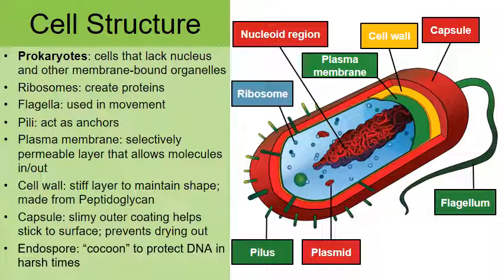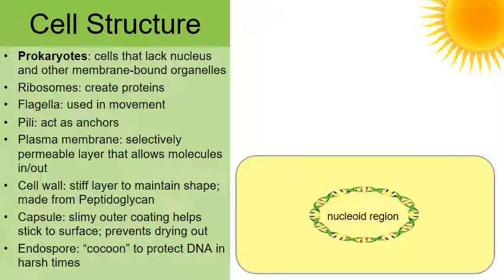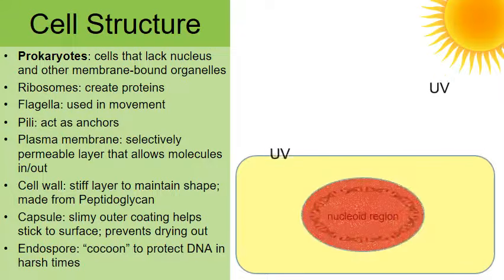And it's worth noting that even some bacteria can produce what's called an endospore, a cocoon, to actually protect their DNA during times of stress and harsh environments. So in this situation here, here's a bacteria cell being exposed to a high amount of UV radiation. Well, in this case, an endospore might begin to grow inside of the cell and actually cover and protect the nucleoid region in the DNA of the bacterium.